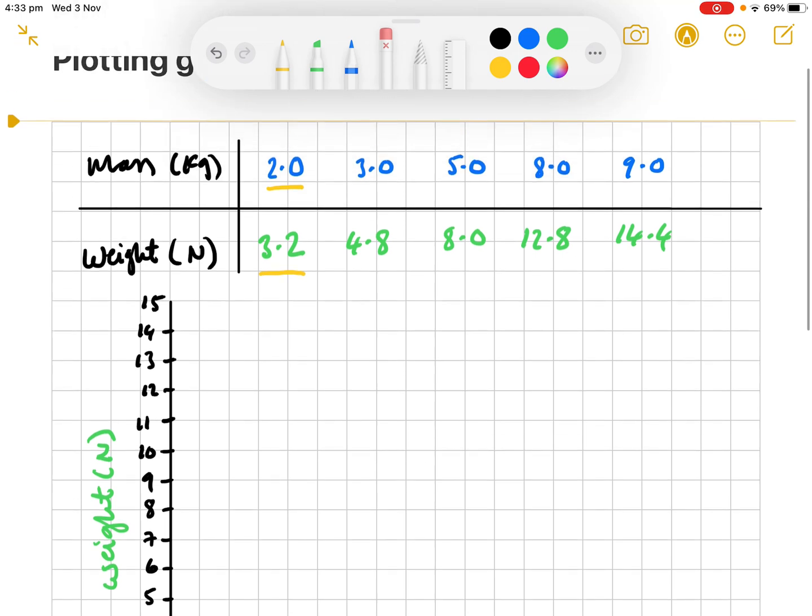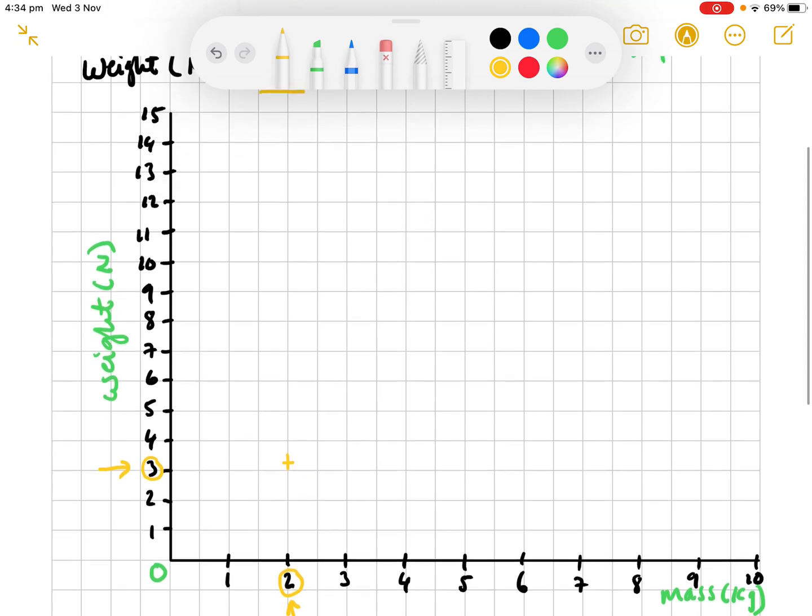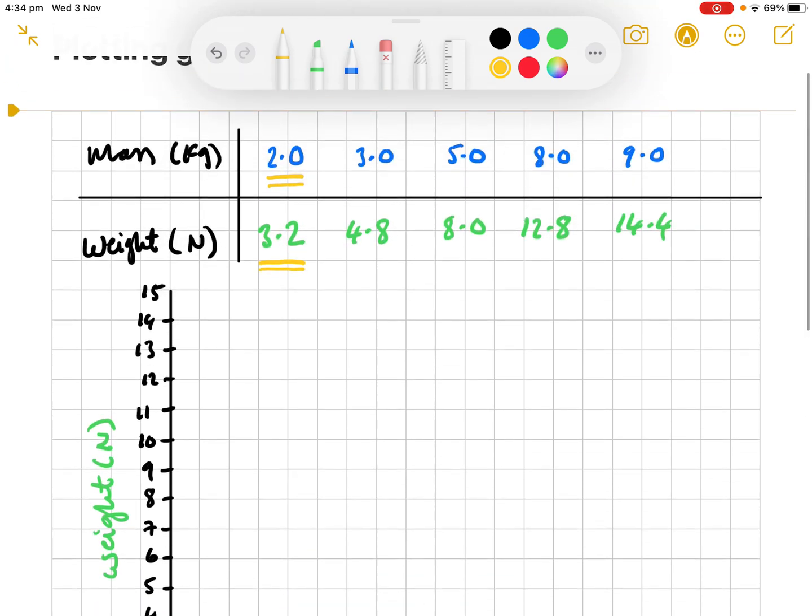So look again at that first point. That first point is 2 kilograms and 3.2 newtons. 2 kilograms, 3.2 newtons, just a little bit above the 3. Okay. So there's my first point plotted. Always plot a little cross, a wee vertical line and a horizontal line, and it's where the two little arms of the cross cross over each other that the actual point is.